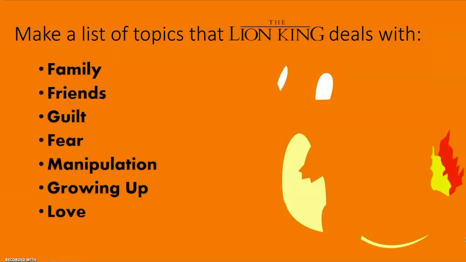Here's my list. The big ideas I thought The Lion King dealt with were family, whether that is the actual family of Simba, his father, the Lion Pride, or his newfound family with Timon and Pumbaa, which ties nicely into that idea of friends. Guilt is a big one, right? Simba felt guilty about his father's death, which made him run away in fear from his responsibilities. Fear is another topic I have. Manipulation, we see that with a nasty, evil Scar.